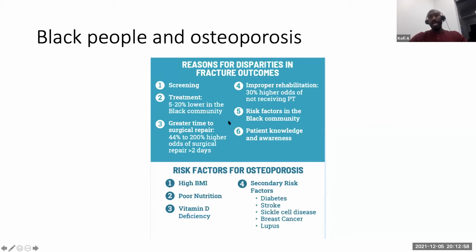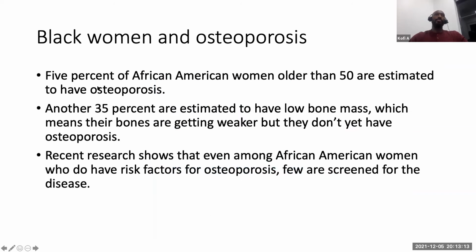And then, all that to say, we really need to be on top of bringing it to our doctors, saying, hey, I was told that osteoporosis is a problem, especially if I'm a woman aged 50 to 70, and I need you to tell me how I can protect my bones. So back to the topic of Black women and osteoporosis. 5% of African-American women who are older than 50 are estimated to have osteoporosis. That's 1 out of every 20.